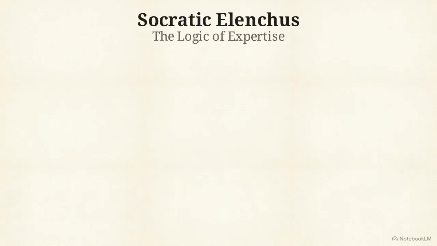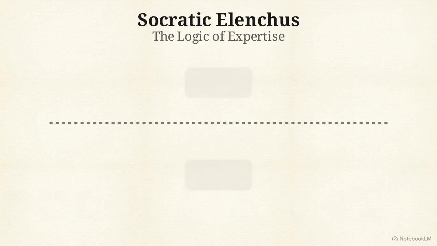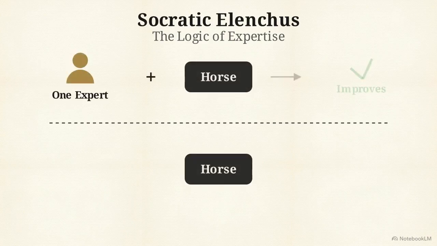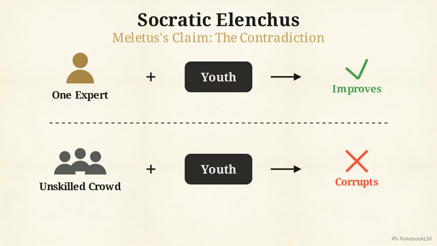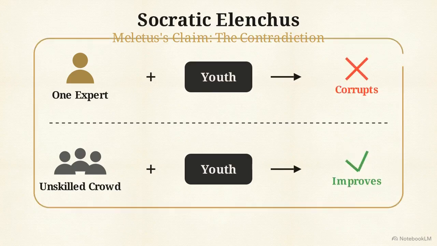This visual equation illustrates the counter-argument. Socrates pointed out that with horses, a lone skilled trainer improves the animal, while a crowd of unskilled users corrupts it. Meletus's claim required the jury to believe human education works in the exact opposite way.